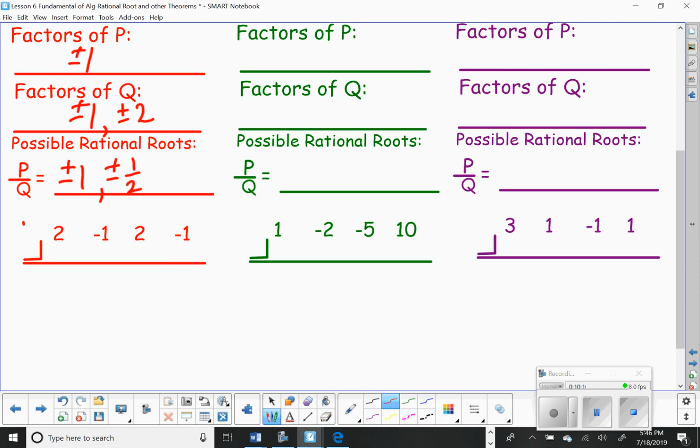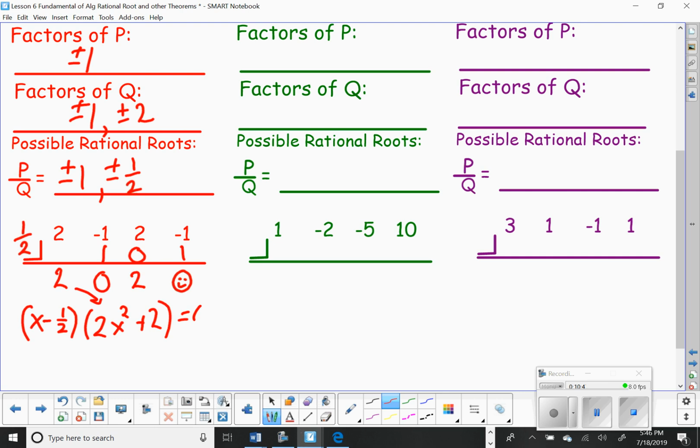Well, what about 1/2? I bring down the 2. 1/2 times 2 is 1. I get 0. 1/2 times 0 is 0. I bring down the 2. 1/2 of 2 is 1. I get 0. Happy face. This tells me that I have x minus 1/2, and then I have 2x squared plus 2, and it all equals 0.